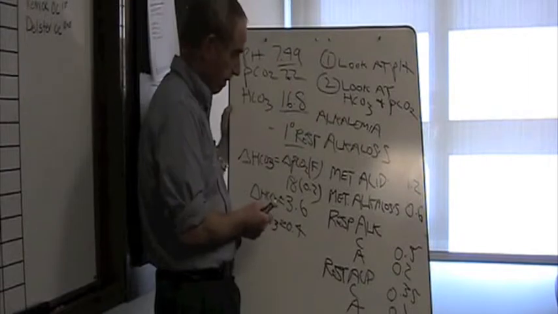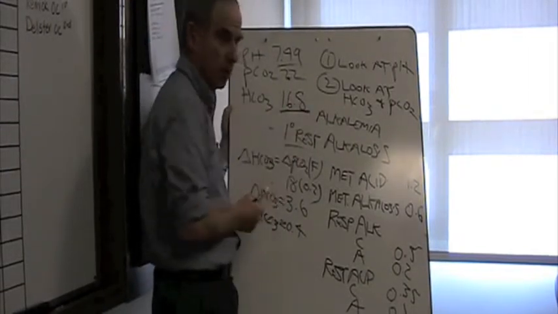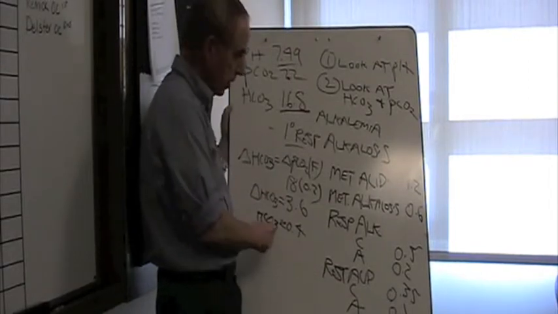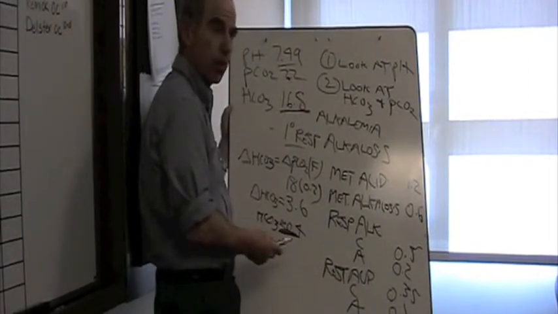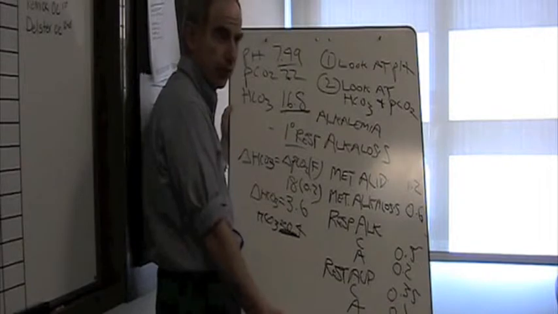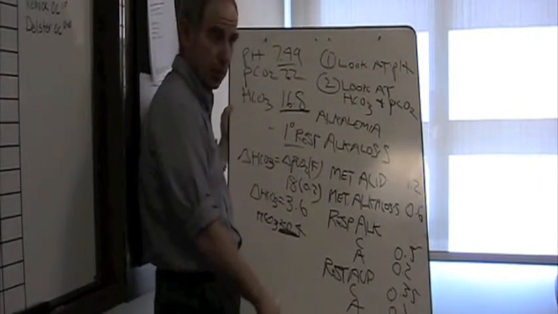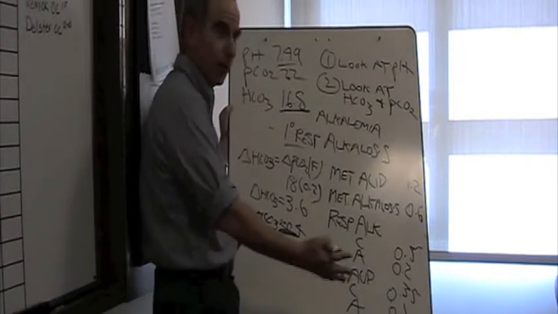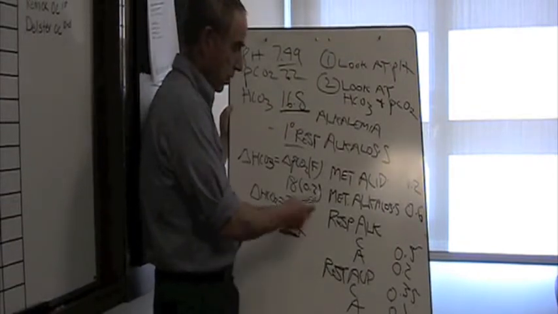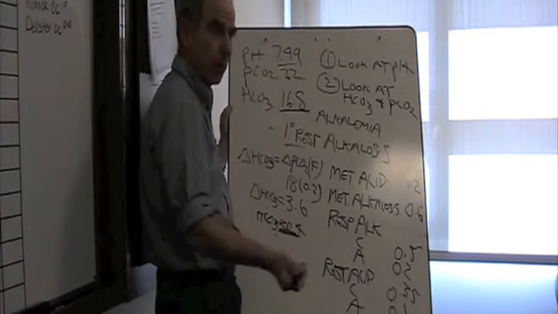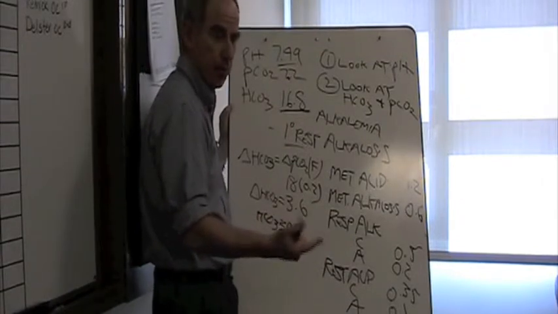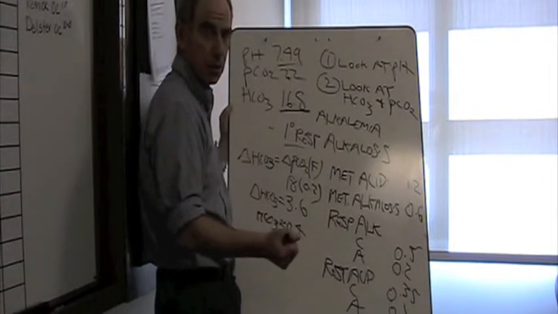Metabolic acidosis, because the bicarb is lower than you would expect. It should be 20 for normal compensation, but it's 16 or 17, right? So it's lower than you would expect. That's more acid than you would expect, or less bicarb, more acid. So in this case, you have a primary respiratory alkalosis and a primary metabolic acidosis.